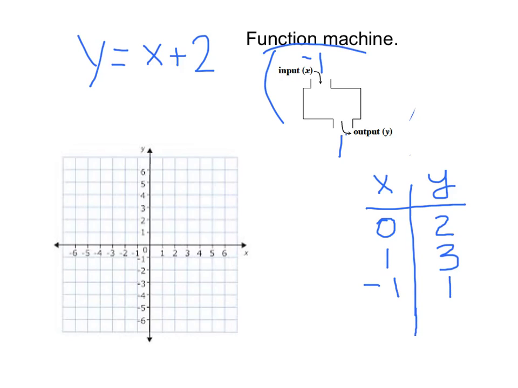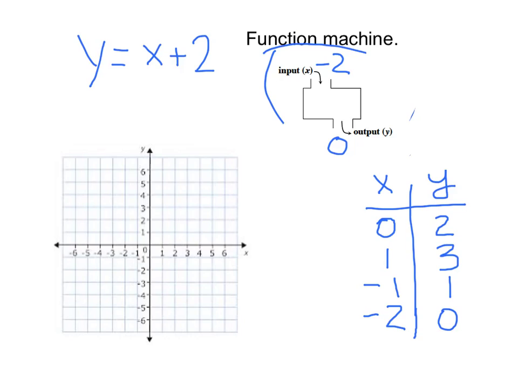Let's pick one more value. How about x equals negative 2? What would the output be if x equaled negative 2? That's right, it would be 0, because negative 2 plus 2 is 0. All right, so here are 4 ordered pairs that we can plot on our coordinate plane.